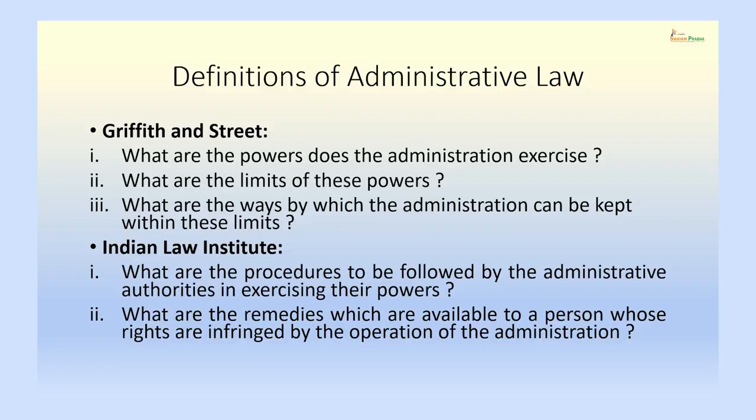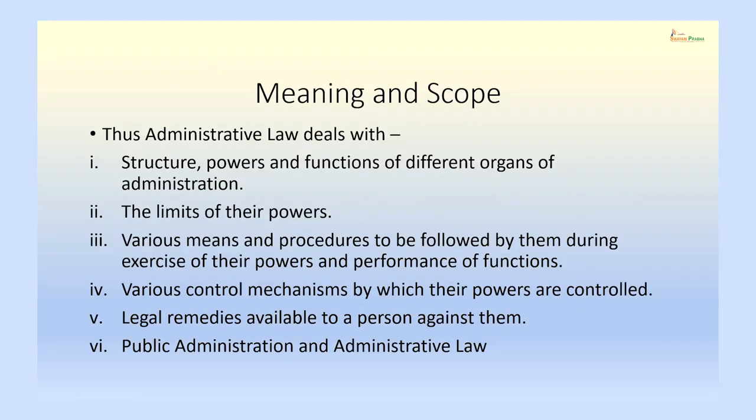But here we say that all those aspects of the administration which in any way relate to or may affect the rights and freedoms of individuals are included within the scope of administrative law. So, administrative law becomes the law which tells us about the powers of the administration, about the limits of powers of the administration, about the means and ways by which the administration can be kept within the defined limits, which tells us about the procedures to be adopted by the administration during the performance of functions or the exercise of powers, and which tells us about the remedies which must be available to a person if his rights are infringed or violated by the operation of the administration.